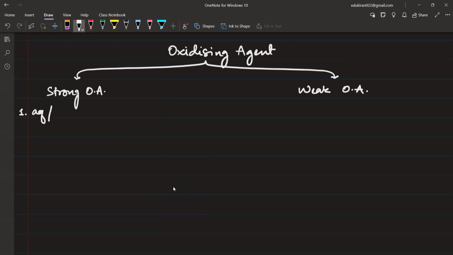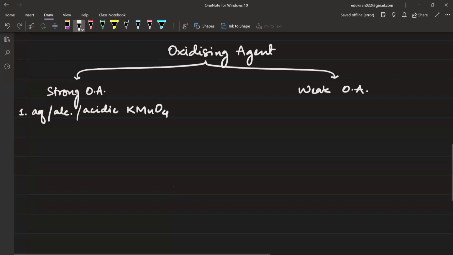Aqueous or alcoholic or acidic KMnO4. So you can use potassium permanganate with water. You can also use it with acid or you can use it in alcoholic conditions. All of those are going to behave as strong oxidizing agent. Right, the second one.